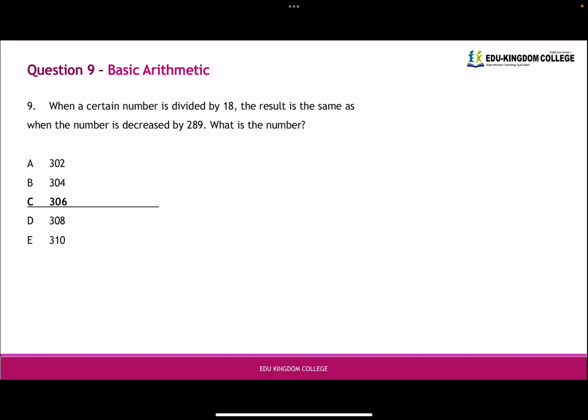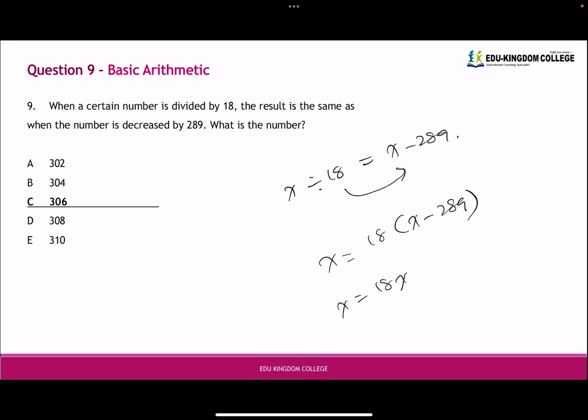Now, when a certain number is divided by 18, the result is the same as when the number is decreased by 289. So x divided by 18 is the same as x minus 289. So let's move the 18 over. So x equals 18 times x minus 289. So x equals 18x minus 289 times 18. Well, let's not do that just yet. So I'm going to move this over this way, move this over this way, so I get 289 times 18 equals 17x. Now I'm going to move the 17 over, divide it.